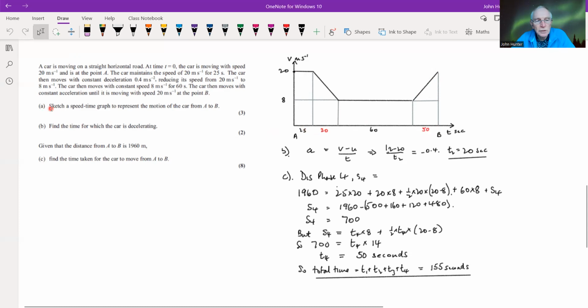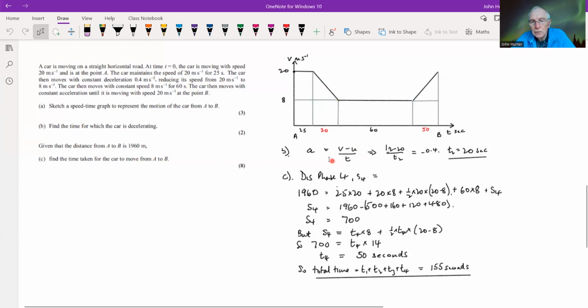So the first part is to sketch a speed-time graph. Well, we've done that. The grey lines, incidentally, I've just put in to help divide this up into portions, because we're going to need to do that in a moment. And find the time for which the car is decelerating. Well, the only time it's decelerating is when it's coming down from 20 to 8.